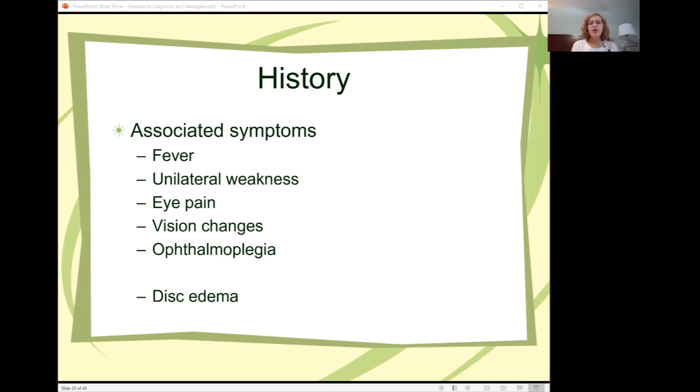Asking about associated symptoms is critical. Do they have a fever? If so, you might consider meningitis. If they have flu-like symptoms but no fever, think about carbon monoxide poisoning. Do they have unilateral weakness or sensory loss? Think about a space-occupying lesion. If they have eye pain, think giant cell arteritis or angle closure glaucoma.